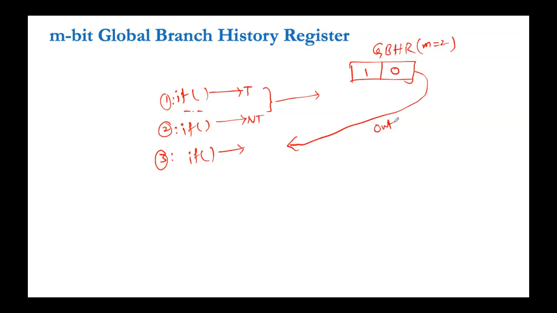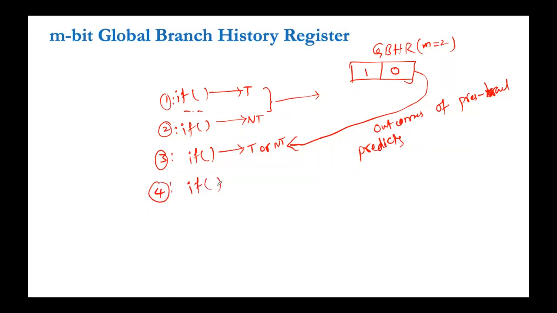The outcomes of your previous branches, the previous branch history, predict whether this branch will be taken or not taken.